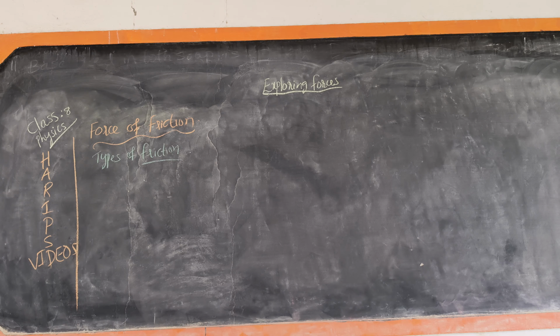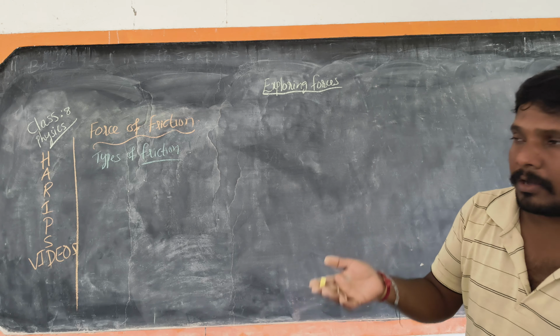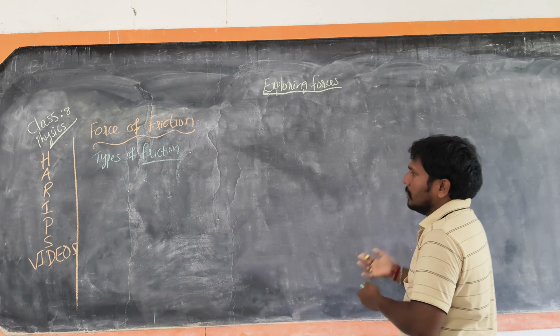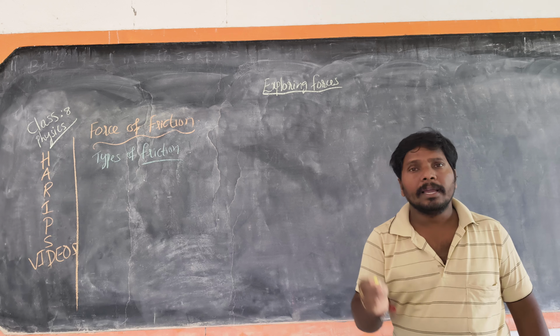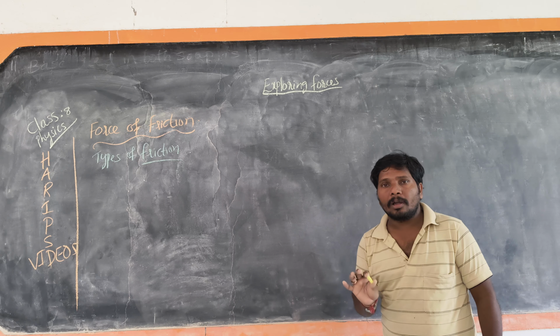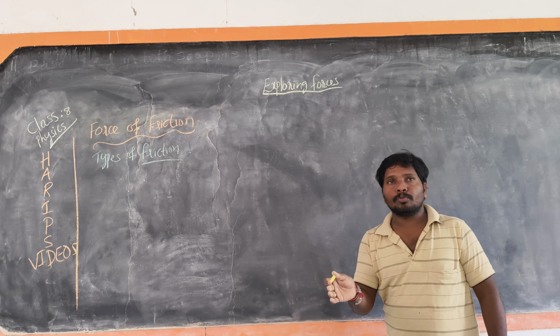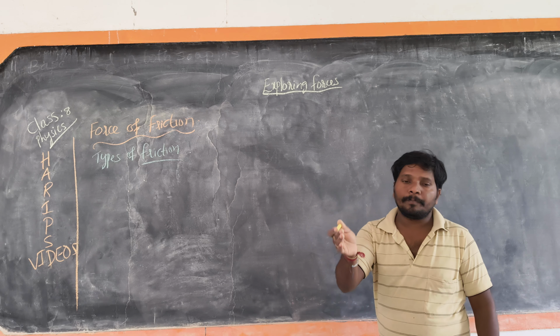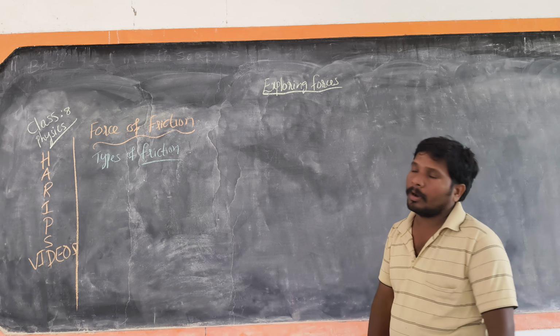And we also discussed the cause. Why does the force of friction act between the two surfaces? Because of the interlocking of irregularities. Due to the interlocking of irregularities, friction exists between the two surfaces and it opposes the movement or motion of the body.